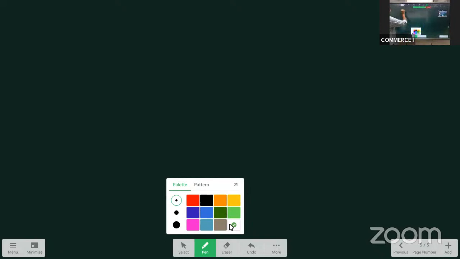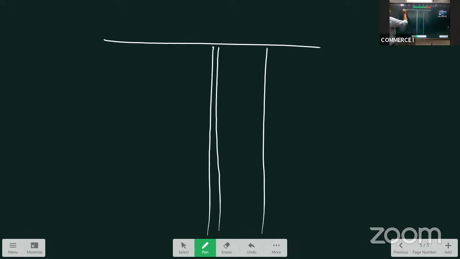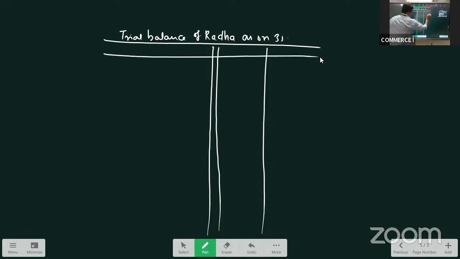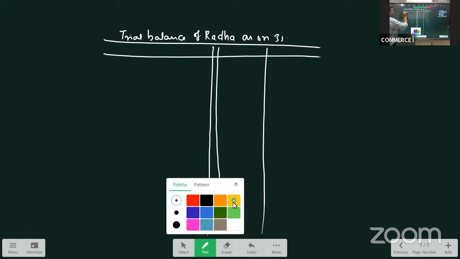What are we preparing? We are preparing a trial balance. The format is, as I have drawn on the screen, you see. We don't have a date column because it is prepared on one particular date. Trial balance. What is the date given? Trial balance of Radha. Name of the proprietor, name of the firm. If it is given, we can write it like this. Trial balance of Radha as on. Date is not mentioned, so I'm not taking the date. What are the columns?